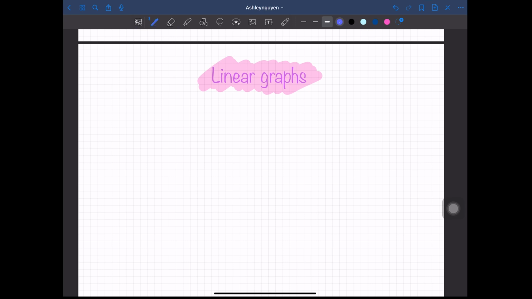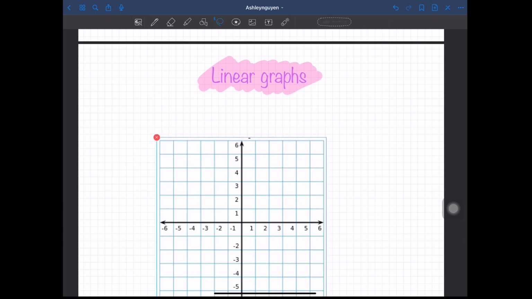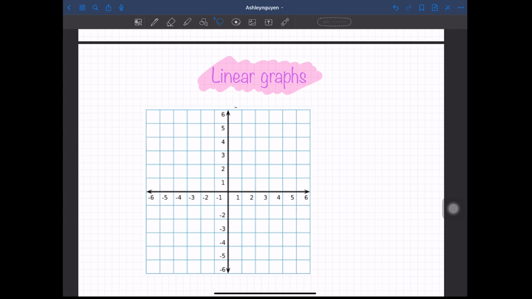In today's video, we will learn about linear graph. Firstly, to learn about the linear graph, we will have a review on the Cartesian plane. The following picture is the Cartesian plane on the number plane.